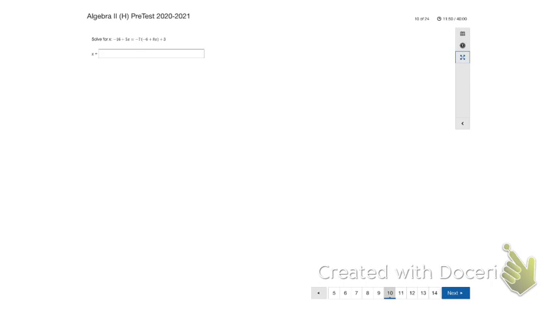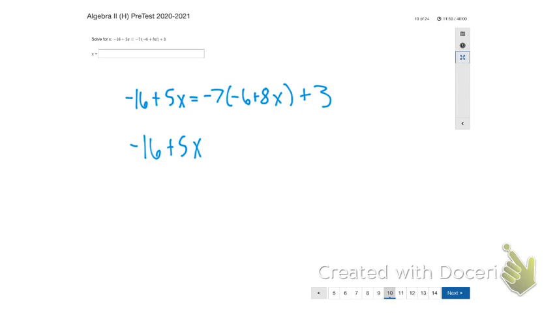Again, solving equations, it's one of those things we really just need you guys to be comfortable with. So I'm going to rewrite this a little larger. We're going to do a lot of solving of equations this year. It's a big part of Algebra 2. All right, so a couple different ways you can do this. I'll go ahead and distribute on the left side. I think that's the easiest way to get started.